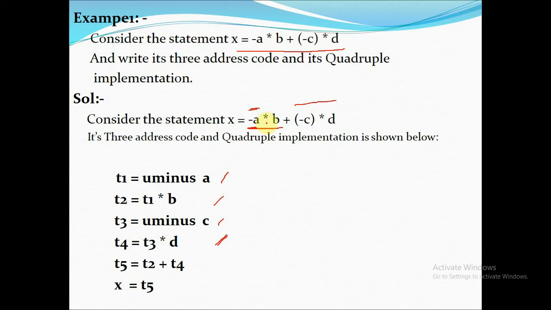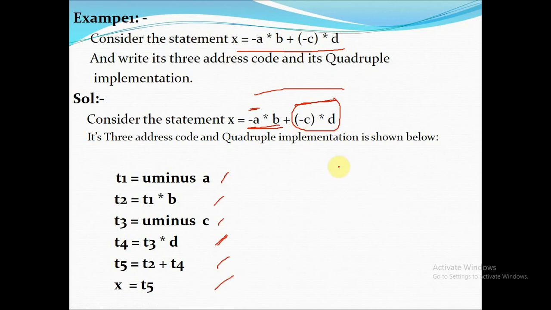So up to now we have completed the evaluation of minus a into b and minus c into d, and these should be added. So T5 equal to T2 plus T4. So with this statement, the right side expression of equal to is completed. Up to now we have to assign this expression value to x. So finally x equal to T5. This is the 3 address code for the given statement.